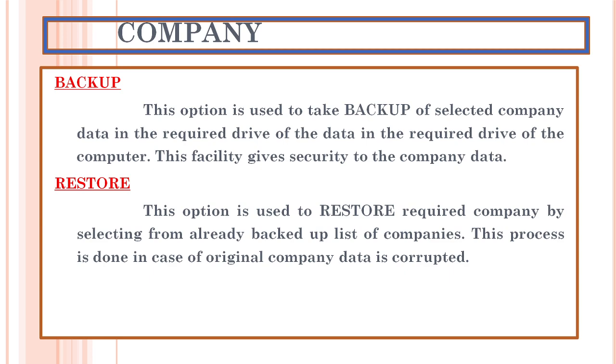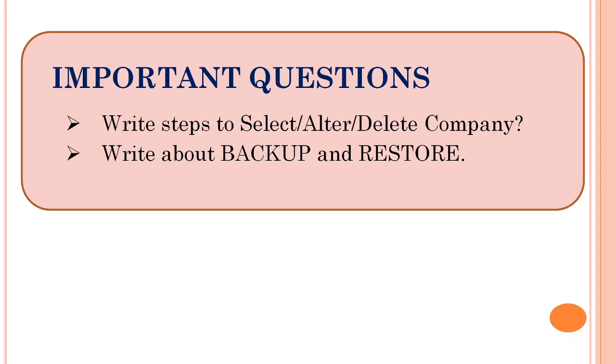A 2 marks question may ask what is backup and restore. Here the important questions are: first, write the steps to select, alter, and delete a company. Any one of these they may ask in an exam for 2 marks, or they may ask for 5 marks, all three. And they will ask to write about backup and restore, or what is backup, what is restore. 2 marks questions will also come from this topic. This completes your first unit.